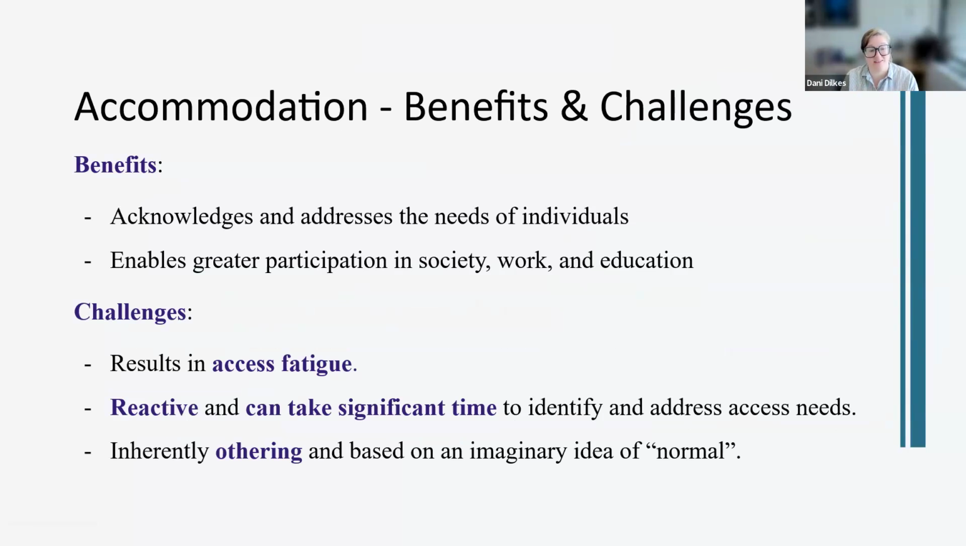But it results in access fatigue, which means that the people who need to request accommodation, who are already experiencing barriers in society, suddenly need to do more to get equitable access. So we're asking them to take more time and engage in more dialogue. It's so much more work for them to get the same basic access that other folks get.